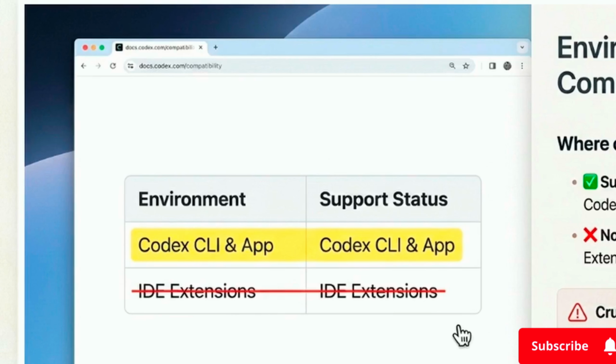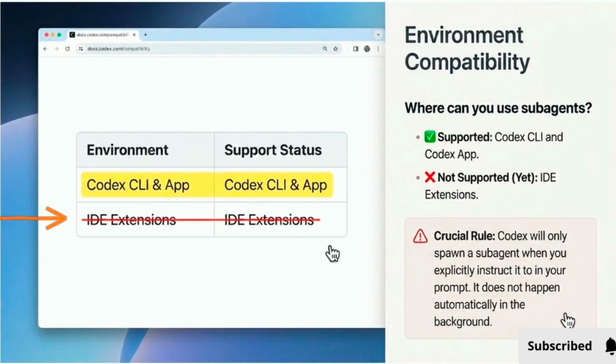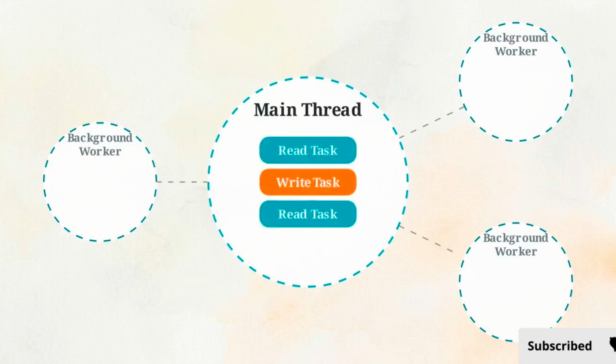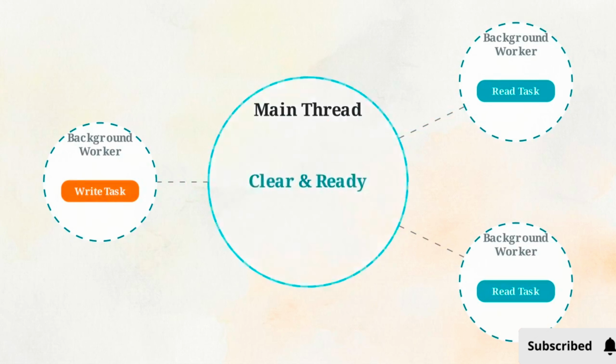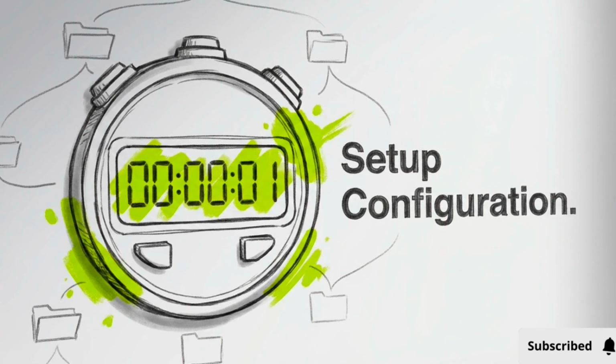This matrix shows where you can deploy this architecture. Subagents are fully supported natively within the Codex CLI and standalone app. However, standard IDE extensions cannot spawn parallel agents just yet. You must use the CLI or app. By isolating heavy read and write operations onto background workers, you keep your main thread clear and drastically cut down the time it takes to execute complex workflows.